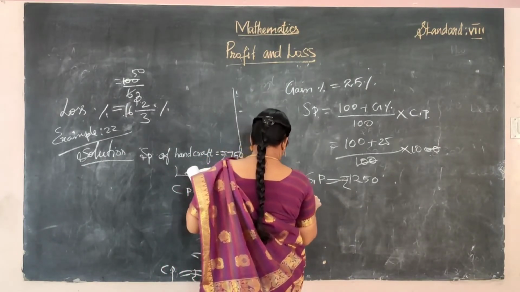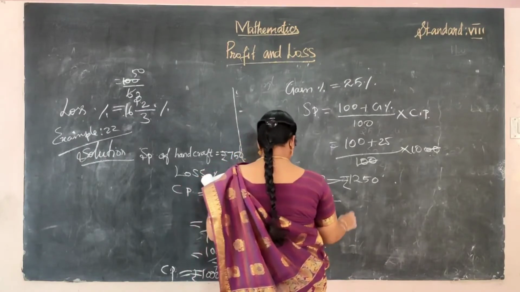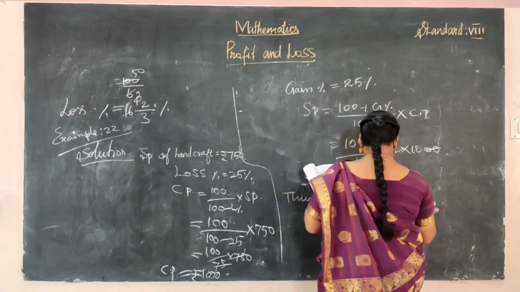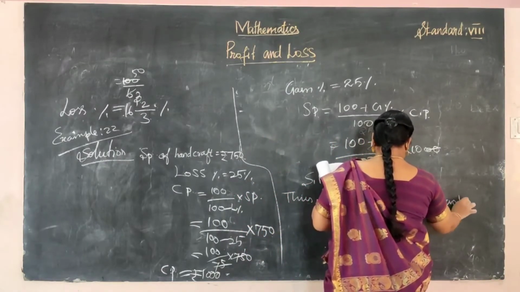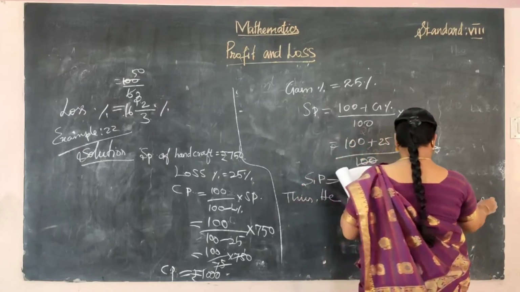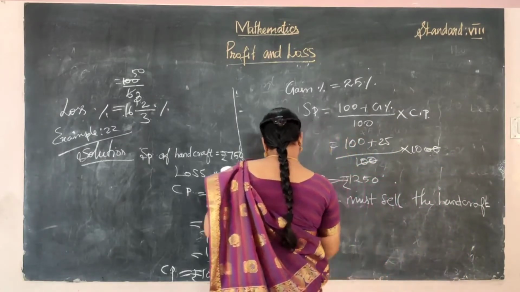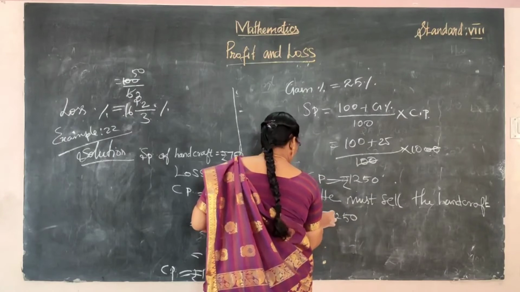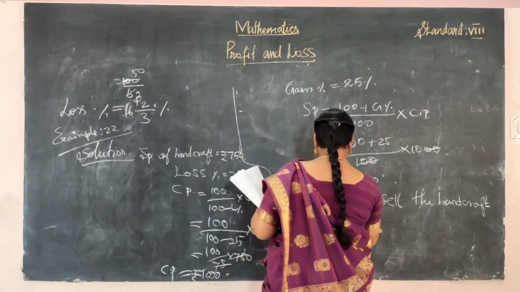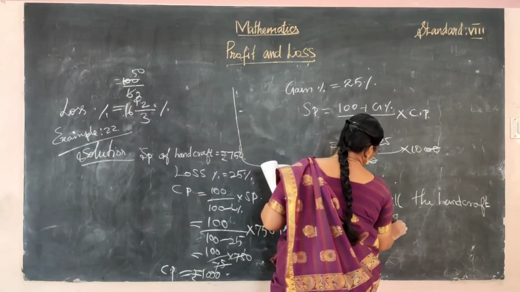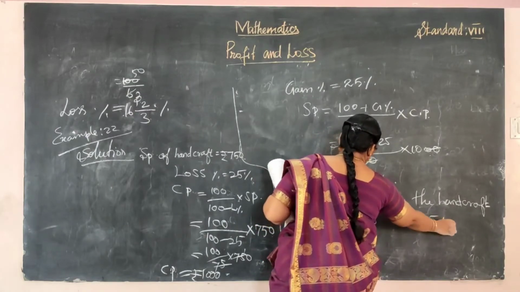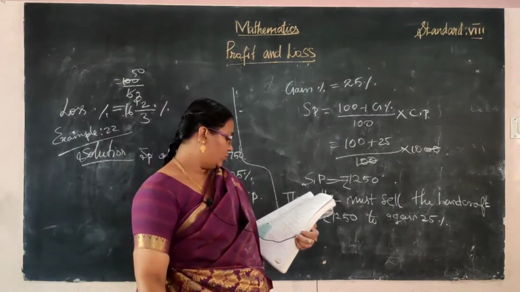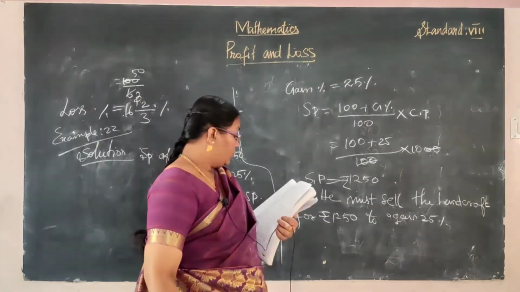Thus he must sell the handcraft for rupees 1250 to gain 25%. Okay, right. Now move to the next one, example 23.